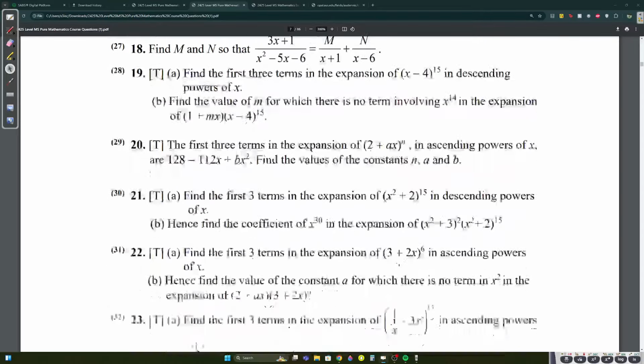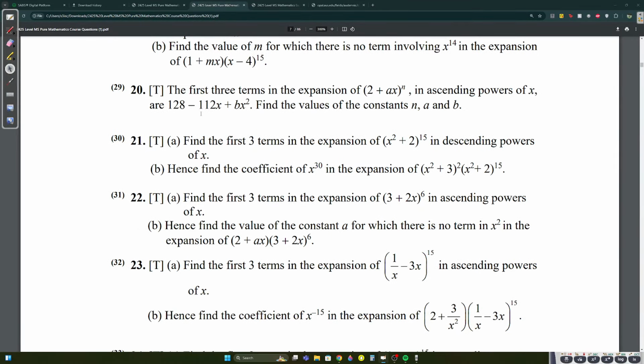Question 20. The first three terms of the expansion (2 plus ax) to the power of n are this. Find the constant values of n, a, and b. So they gave you this, and they're saying when you expand this, you get this. Find a, n, and b. Okay, makes sense.